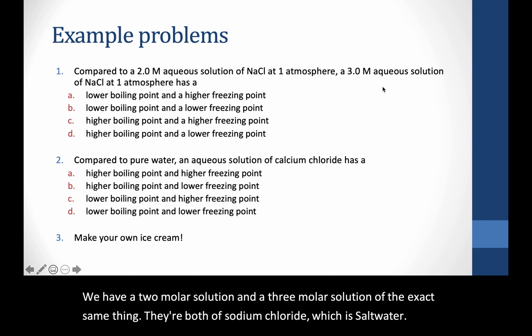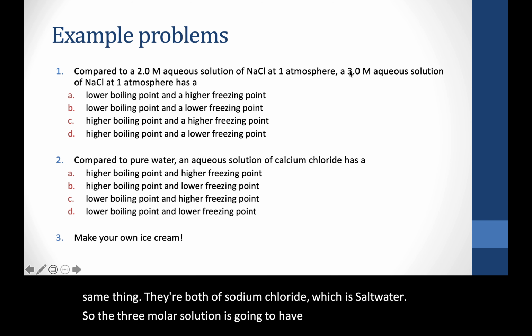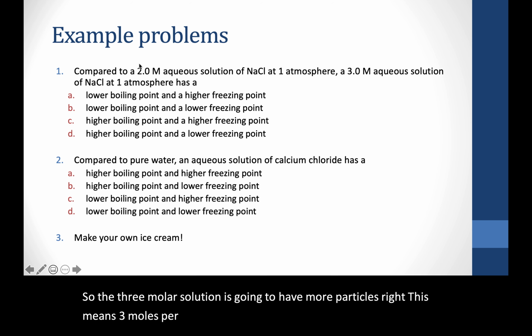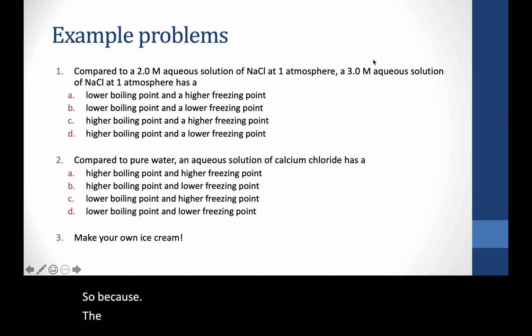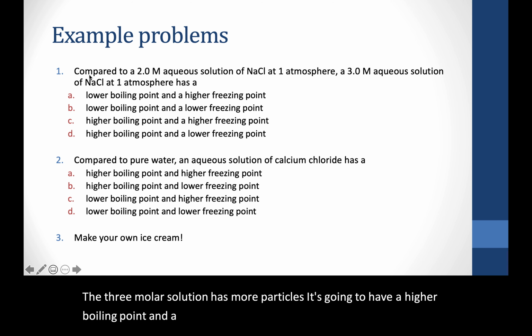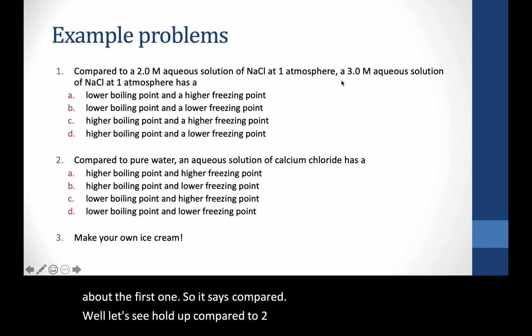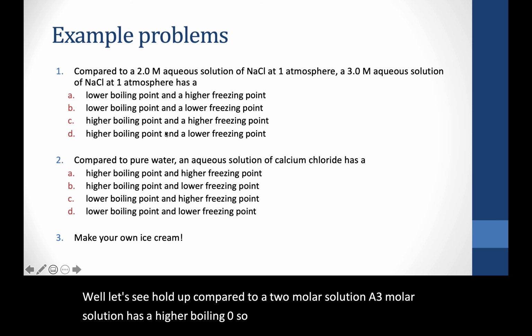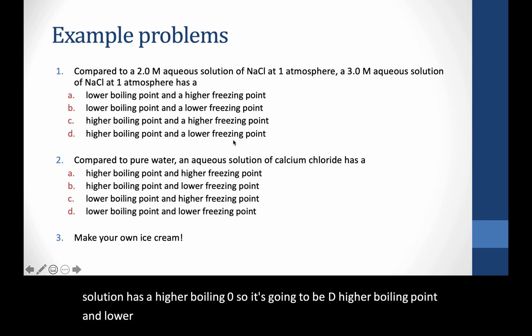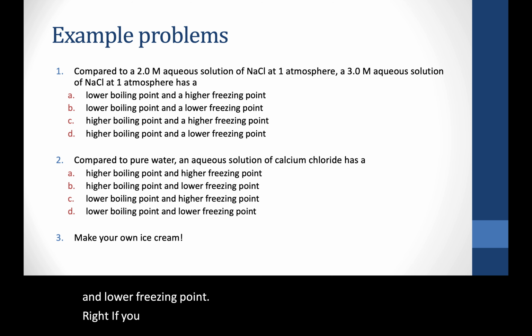So the 3 molar solution is going to have more particles, right? This means 3 moles per liter. This is only 2 moles per liter. So because the 3 molar solution has more particles, it's going to have a higher boiling point and a lower freezing point. But the question's asking about the first one. So it says compared, well, let's see, hold on. Compared to a 2 molar solution, a 3 molar solution has a higher boiling point. Oh, so it's going to be D. Higher boiling point and lower freezing point. All right. If you have more dissolved particles, you have a higher boiling point and a lower freezing point.